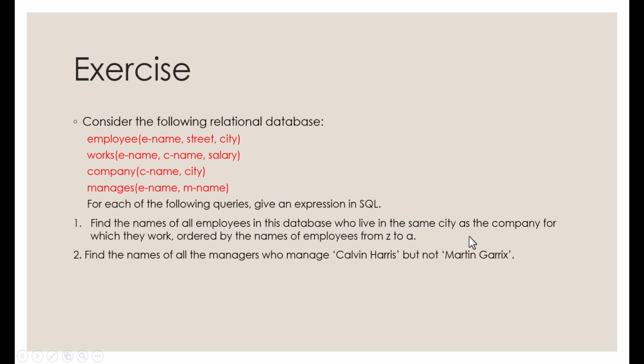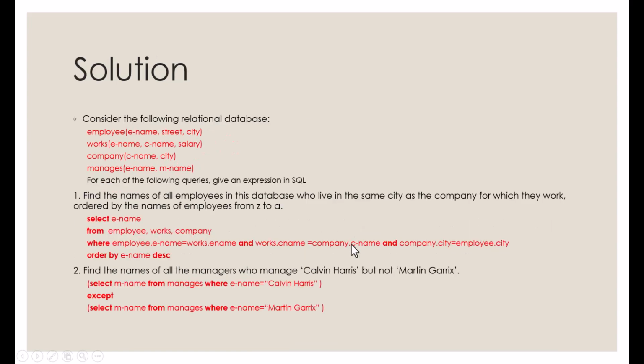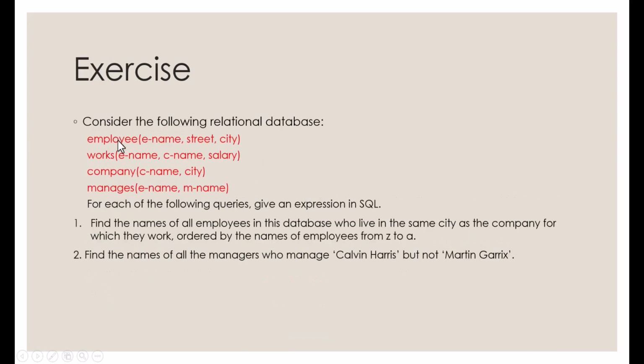Employee city. The city as the company which they work for. So we also need to know the city that the company is located in, which is going to be company. So we need employee and company. Okay, we want to order by name of the employee. Okay? And we also care about which company they work for. So we will need this information from the works table. This particular employee works for this company.